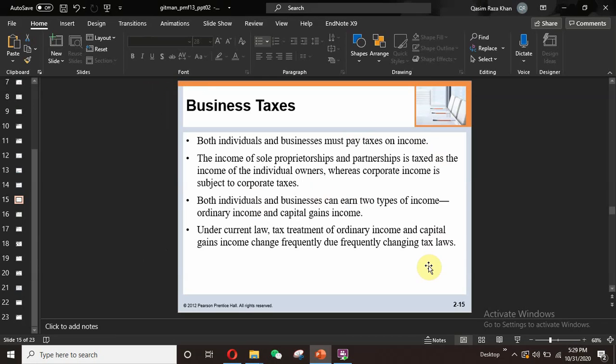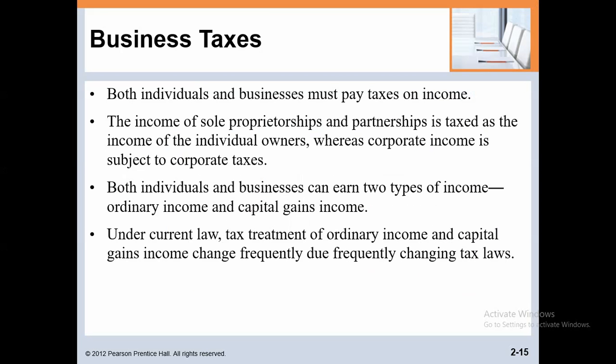Today we are going to discuss business taxes. Taxes are a very important concept in economics and finance as well, because individuals and businesses need to pay taxes on their earnings, on their income. So it basically reduces your net income. We will discuss in detail how corporations pay taxes and what kinds of policies they follow.